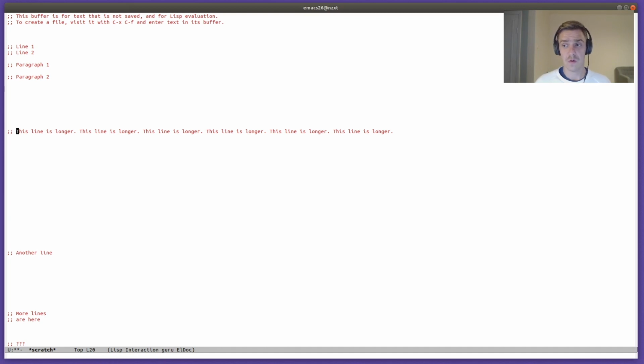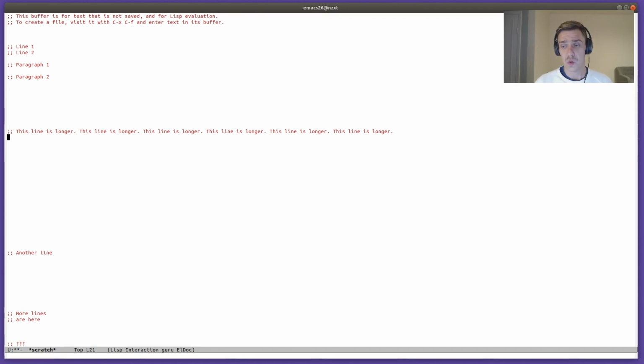We can also move between paragraphs. So for that, instead of using Alt and arrow keys, we would jump around using Meta and curly braces. So here I'm jumping one paragraph up and one paragraph down using Meta curly brace.